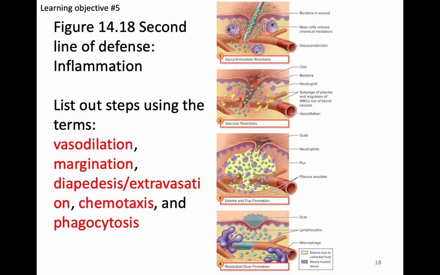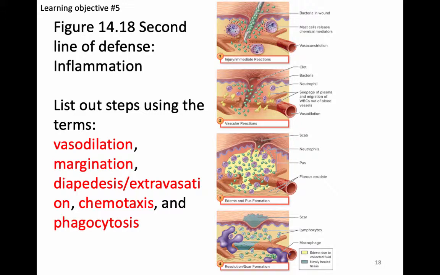In diapedesis and extravasation, the immune cells are able to squeeze out of the vessel into the surrounding tissues so they can deal with the bacteria that's been introduced into the host. Chemotaxis is the release of chemicals to recruit more immune cells to the injury, and phagocytosis would be these immune cells engulfing and destroying the invading microbe.